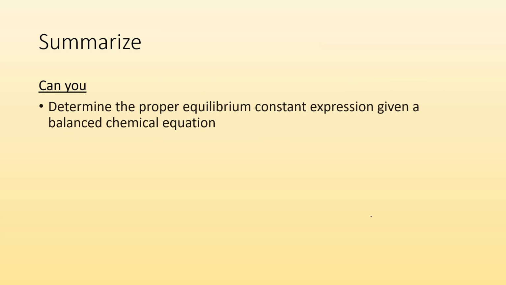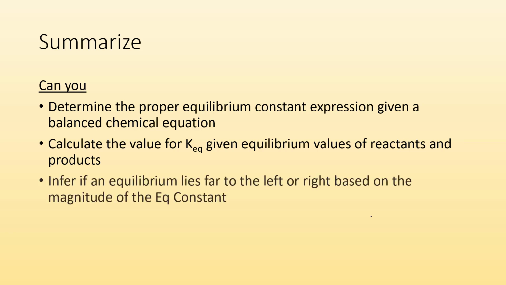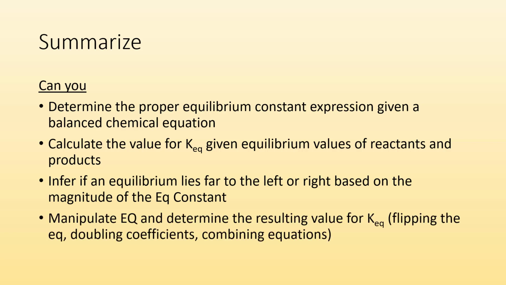So that's it. To summarize: can you determine the proper equilibrium constant expression given a balanced chemical equation? Can you calculate the value for KEQ given the equilibrium values of reactants and products? And can you infer if an equilibrium lies far to the left or right based on the magnitude of the equilibrium constant, as well as manipulate the equilibrium and determine the resulting value for KEQ? For example, flipping the equilibrium, doubling the coefficients, etc.